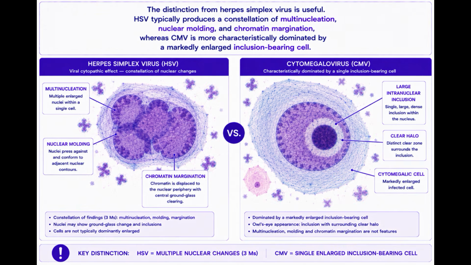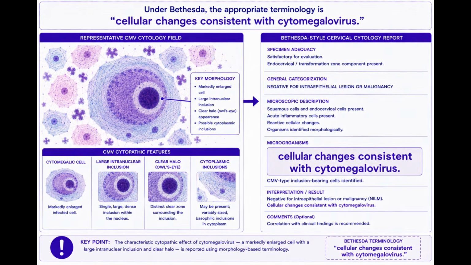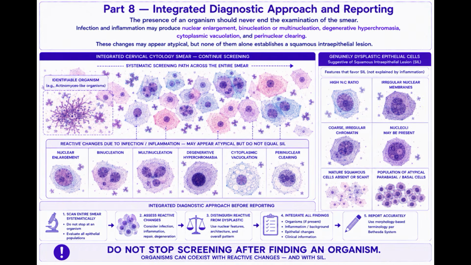The distinction from herpes simplex virus is useful. HSV typically produces a constellation of multinucleation, nuclear molding, and chromatin margination, whereas CMV is more characteristically dominated by a markedly enlarged inclusion-bearing cell. Under Bethesda, the appropriate terminology is cellular changes consistent with cytomegalovirus. Integrated diagnostic approach and reporting. The presence of an organism should never end the examination of the smear.